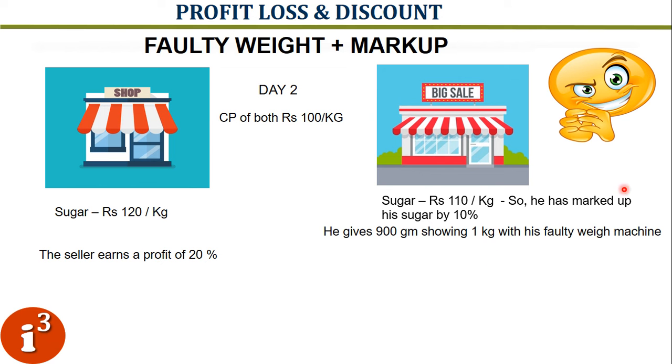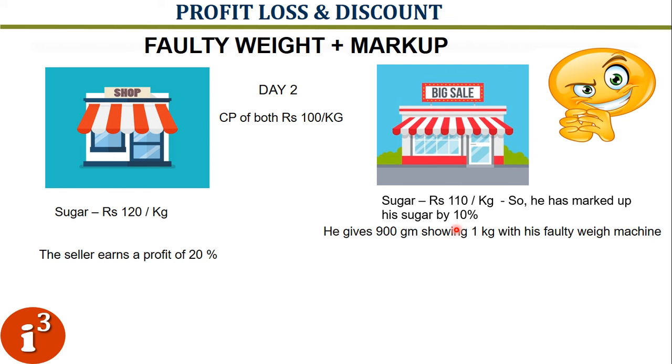So he has actually marked up his sugar by 10%. He says today I'll give you at 110. Now Johnson thinks, okay, it's 110 per kg there versus 120 per kg elsewhere. I am studying for CAT. I know I am saving 10 rupees per kg. I'll go and buy chocolate with this. So Johnson still thinks that he is making a profit in this.